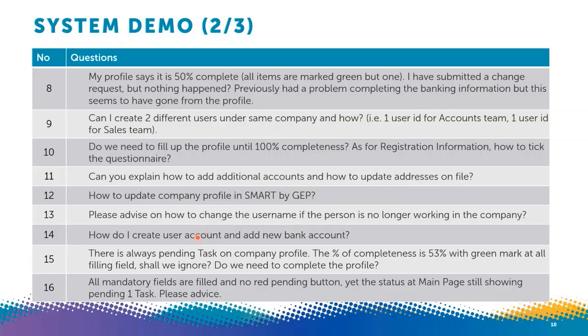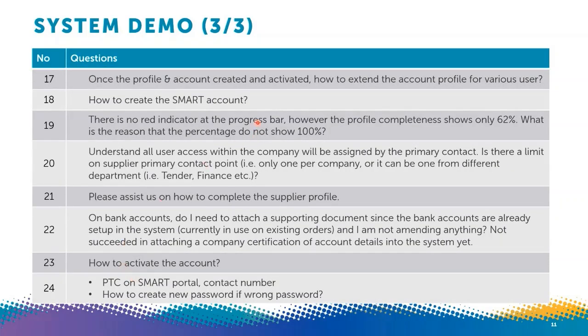There's always a pending task on company profile. The percentage of completeness is 50% with green mark at all filling field, should we ignore? Do we need to complete the profile? So same thing. As long as your profile is in approved status, then you can ignore the task. Similar with question number 16. Once the profile account is created and activated, how to extend the account profile for various users? So you just go to your profile, under contact information, click the plus button, add those contacts, send invitation.